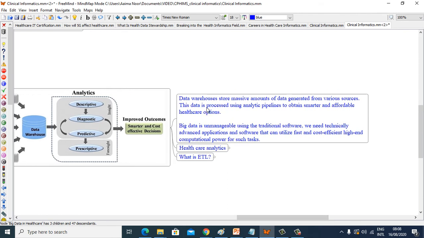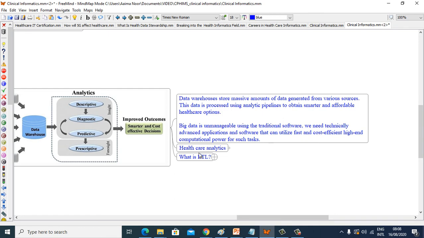So data warehouses store massive amounts of data generated from various sources. This data is processed using an analytic pipeline to obtain smarter and affordable healthcare options. Big data is unmanageable using traditional software. We need technically advanced applications and software that can utilize fast and cost-efficient high-end computational power for such tasks.